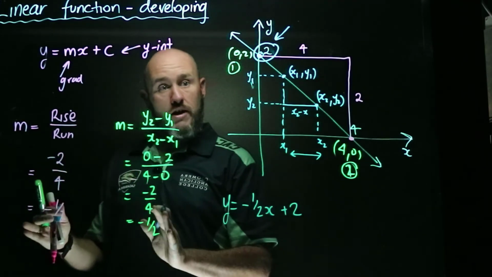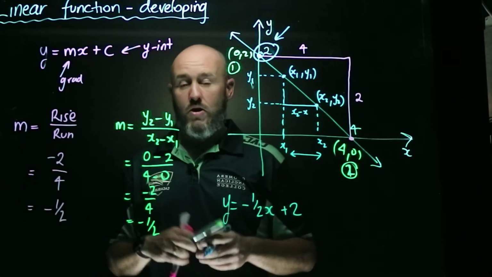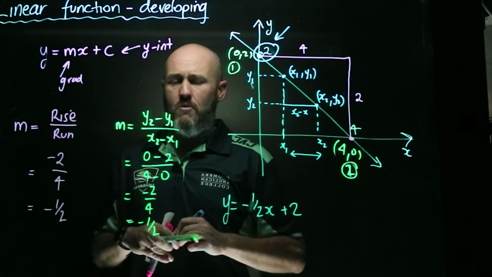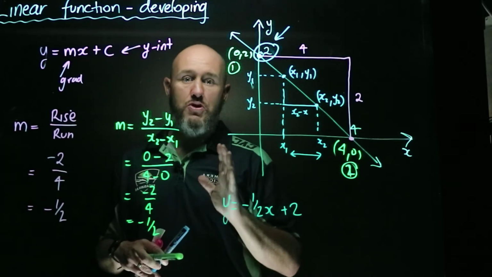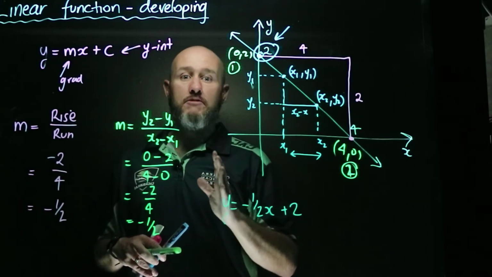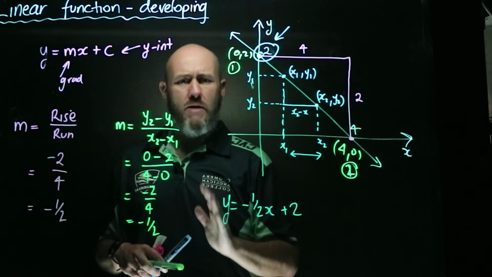I've calculated my gradient, and my y-intercept was visible. What I do now is show you an example, which is actually a really standard way of doing this type of question, where two data points are known and the y-intercept is not obvious, and how we go through that process.